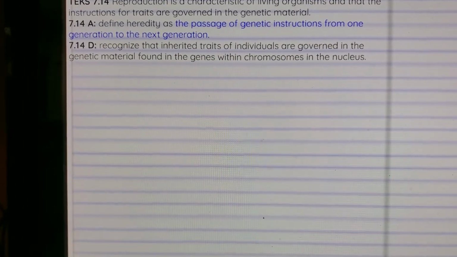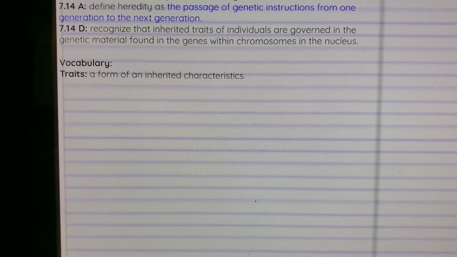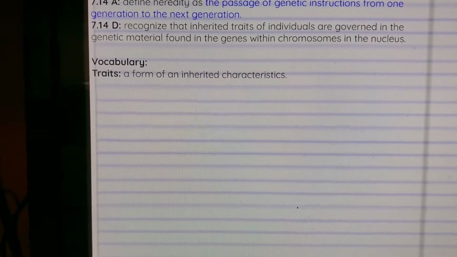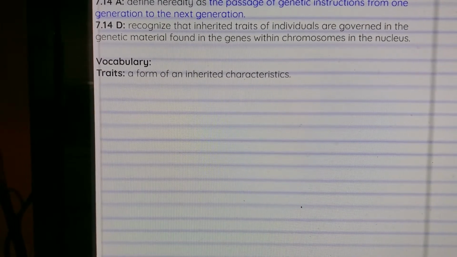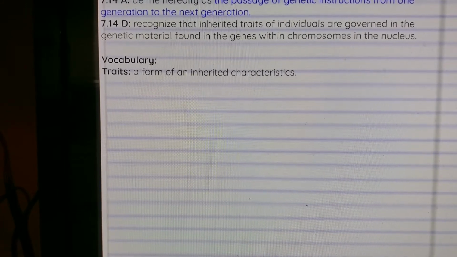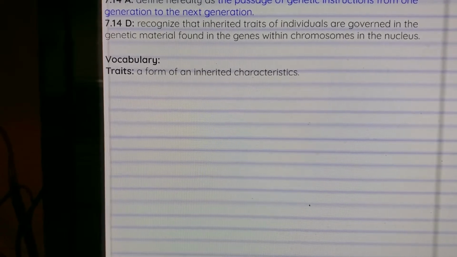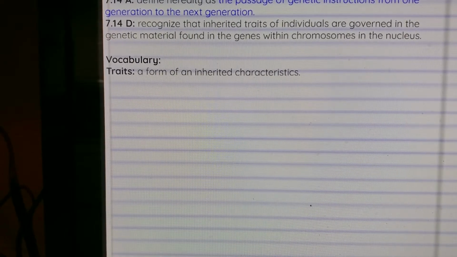So let's take a look at some of these vocabulary words I want you to know. The first one is traits. And it says traits are just a form of inherited characteristics. These are things that you inherit that make you you that you got from your parents.